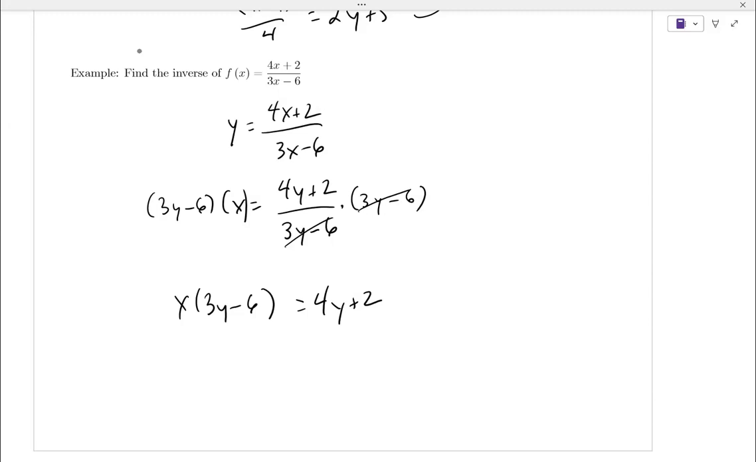If I divide by x, I'm still going to have an issue. I'd rather do something else besides divide, because I already cleared a fraction. Rather than divide by the x, what do you think you'd rather do with that x? I'd rather distribute it through, so I don't introduce the fraction until I have to. 3xy minus 6x equals 4y plus 2.